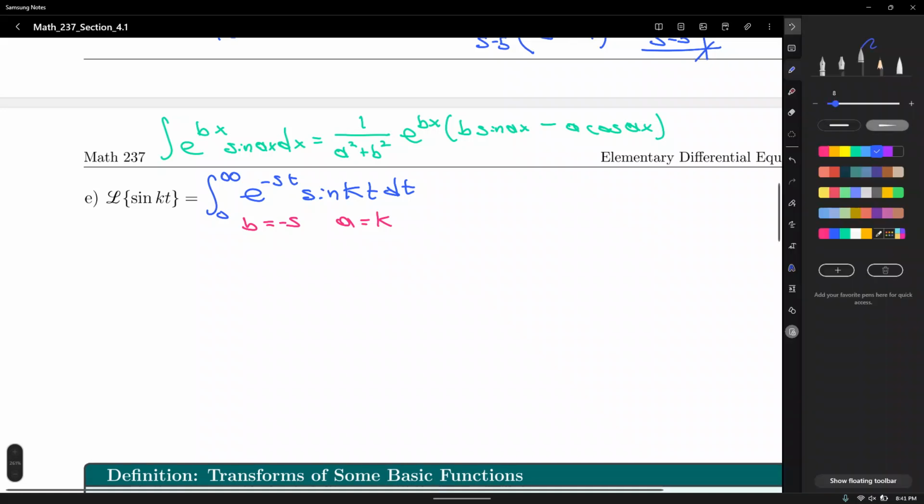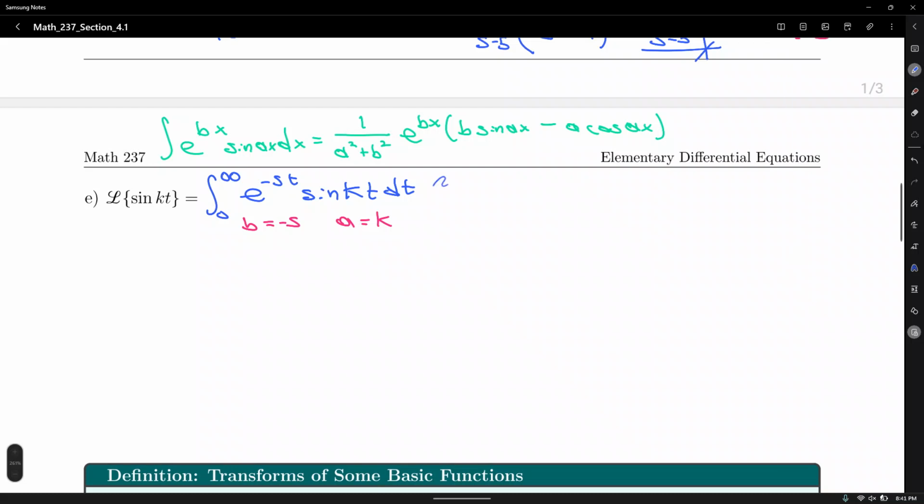All right, so what is this? Using the form, this is 1 over a squared plus b squared, which is k squared plus negative s squared, times e to the bx, which is e to the negative st, times b, which is negative s, times sine kt minus k, which is a, cosine kt. Okay, and I'm going to evaluate this between 0 and infinity.